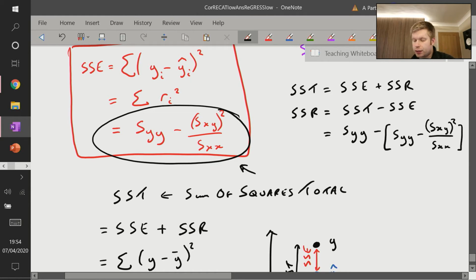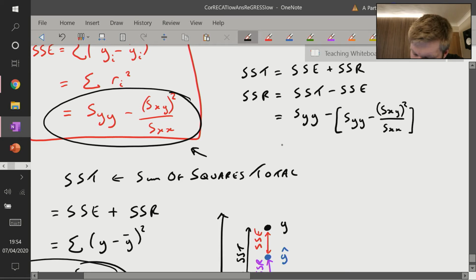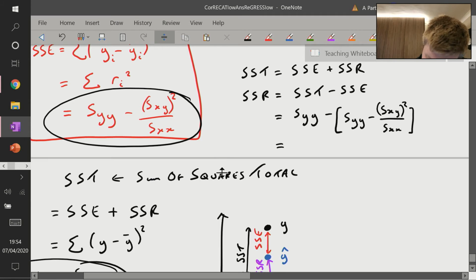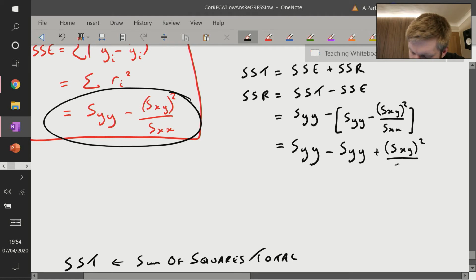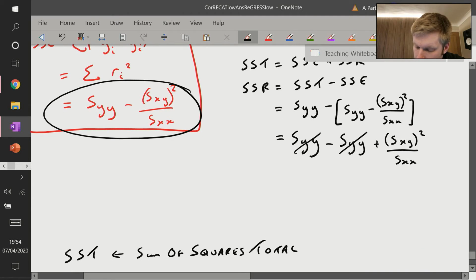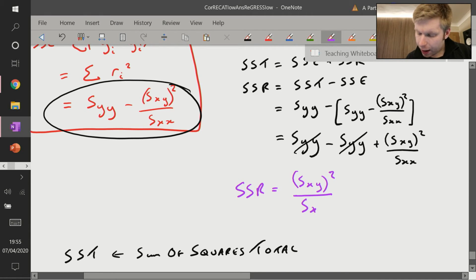All right. So therefore, if I take away these two things from each other, I just have to be careful of the double negatives here. In fact, let me make a little bit more space so I've got room. I end up with SYY, take away SYY. Now I've got a double negative. Taking away a negative is the same as adding a positive. So SXY all squared, all divided by SXX. And of course, these two things cancel. So in other words, I can say that SSR, my sum of the squares regression, should be equal to SXY all squared divided by SXX.